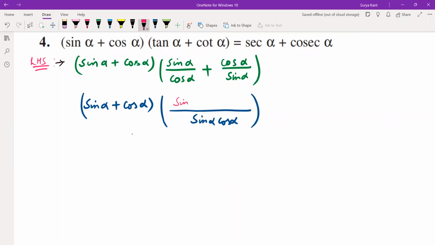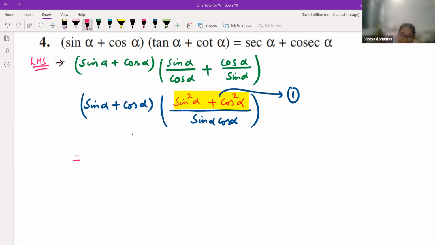We should write sine square alpha plus cos square alpha. Okay, so this is like an identity. This whole thing becomes one. Okay. So now we can write it as the next step. What can we write, Nityashree?